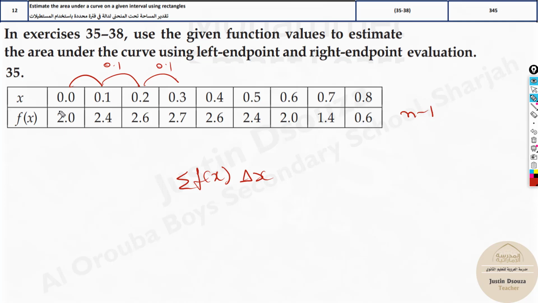But in the left endpoint method, we leave the rightmost value because we start counting from the left side. Whereas in the right endpoint method, we start from the right side and we omit the leftmost value. That is the only thing you need to know in this topic. It's such an easy one.